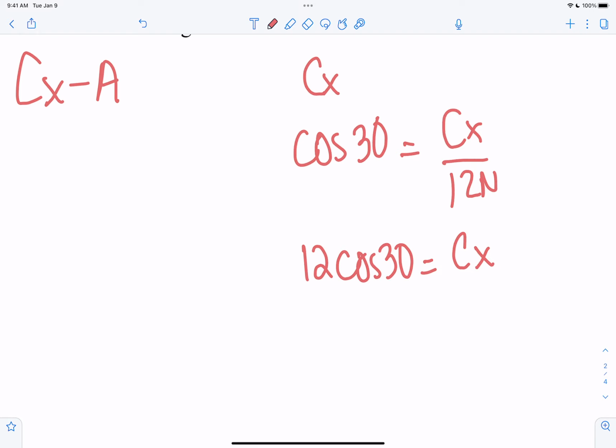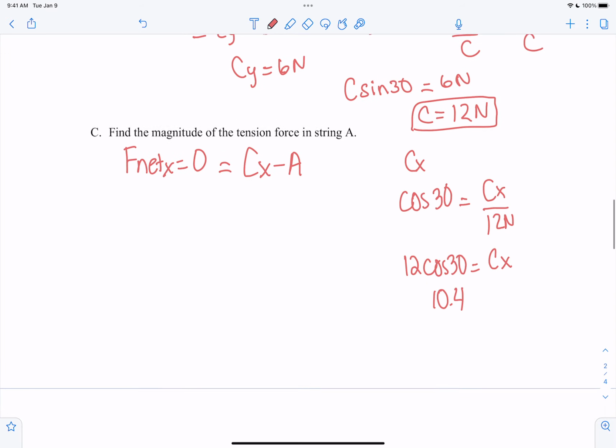Please let me know what you guys got, because I'm poor without a calculator right now. All right, we got 10.4 for 12 cosine 30. 10.4. Okay. So it seems there's a mild consensus that it's 10.4. Anybody else get 10.4 or not get 10.4 for 12 cosine 30?